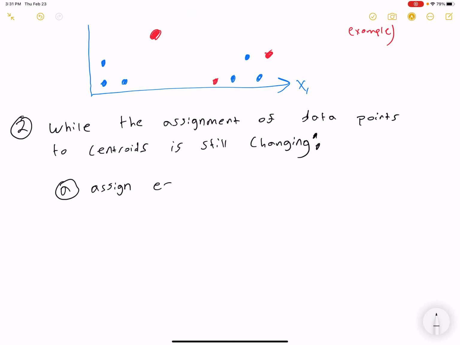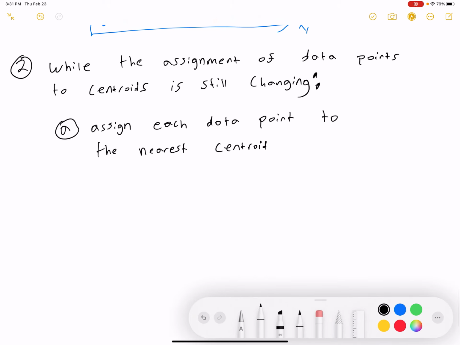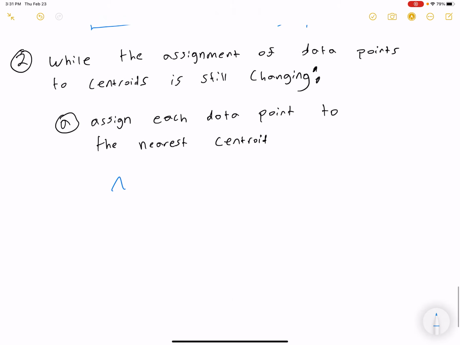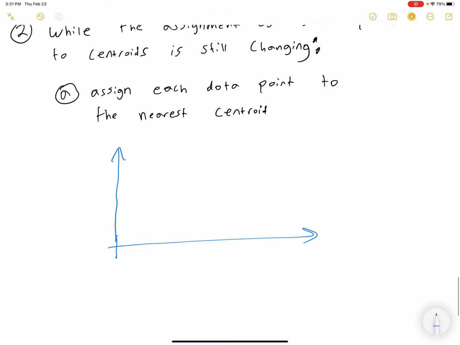Assign each data point to the nearest centroid. We're going to draw that out. I feel like the very mathematical stuff goes at a different pace than the visual stuff, which is kind of interesting.